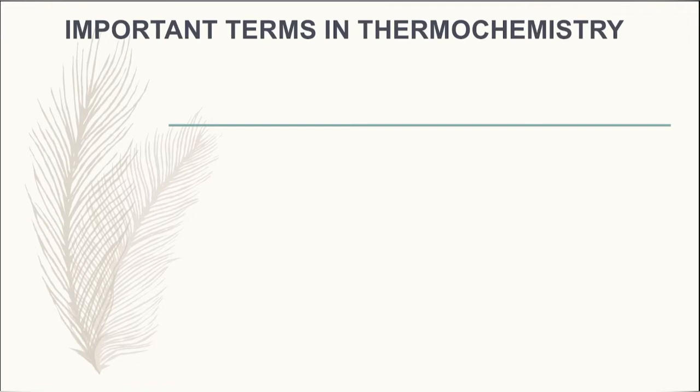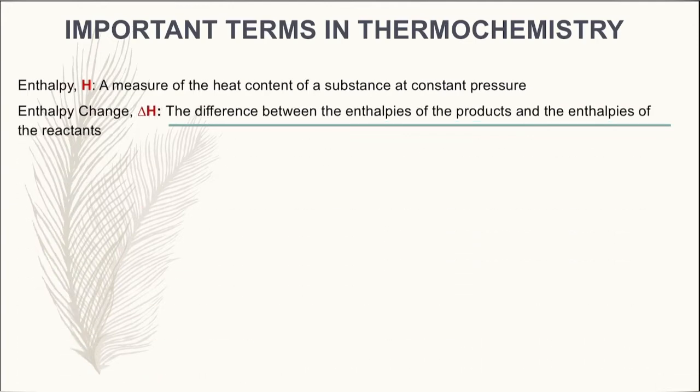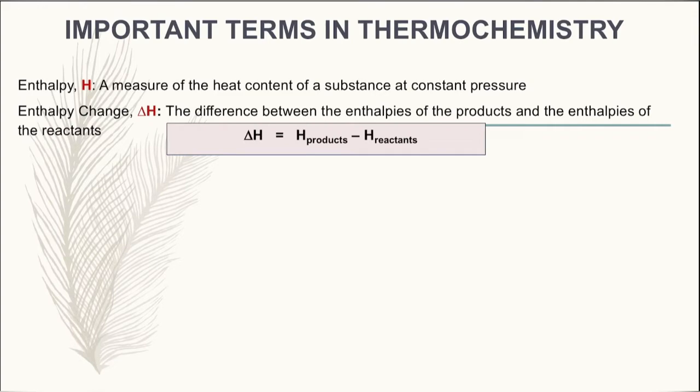Now, here are some important terms that you must know in learning thermochemistry. The first one is enthalpy, or the symbol H. It is a measure of the heat content of a substance at constant pressure. Basically, enthalpy tells you how much heat does a system have. Next is the enthalpy change, or the symbol is delta H. It is the difference between the enthalpies of the products and the enthalpies of the reactants in a reaction. This is the formula in calculating the enthalpy change: enthalpy of products minus enthalpy of reactants.